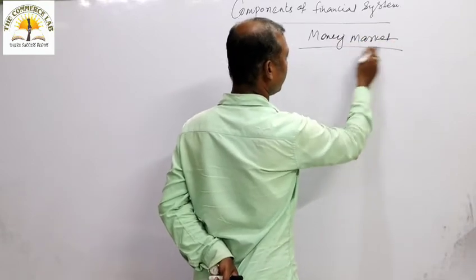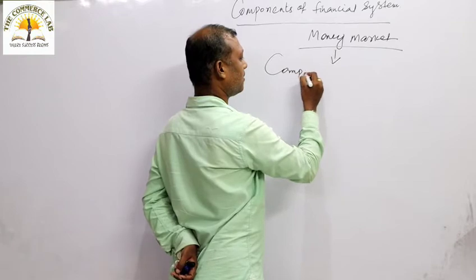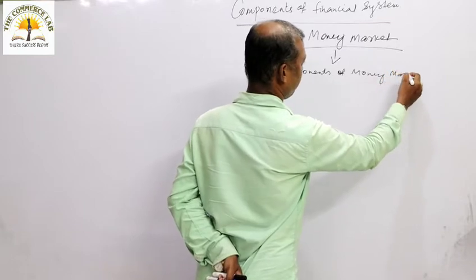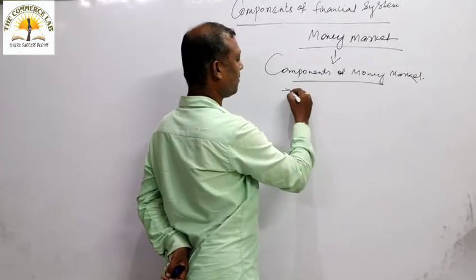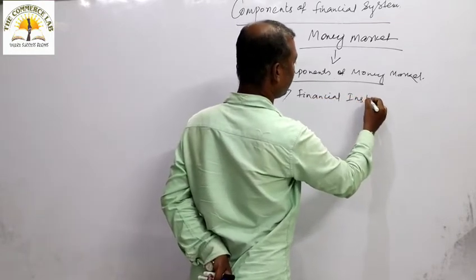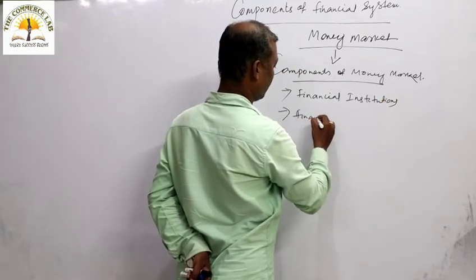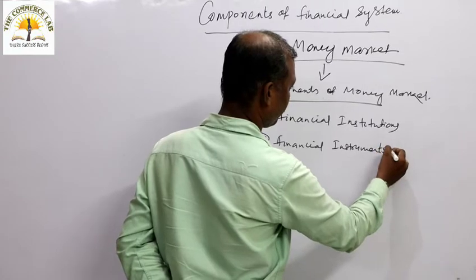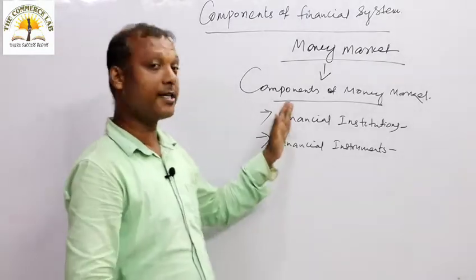So we are discussing money market, the components of money market. If we analyze the components of money market, then it comes under 2 heads: financial institutions and financial instruments. Clear? So now we will focus our discussion on the components of money market.